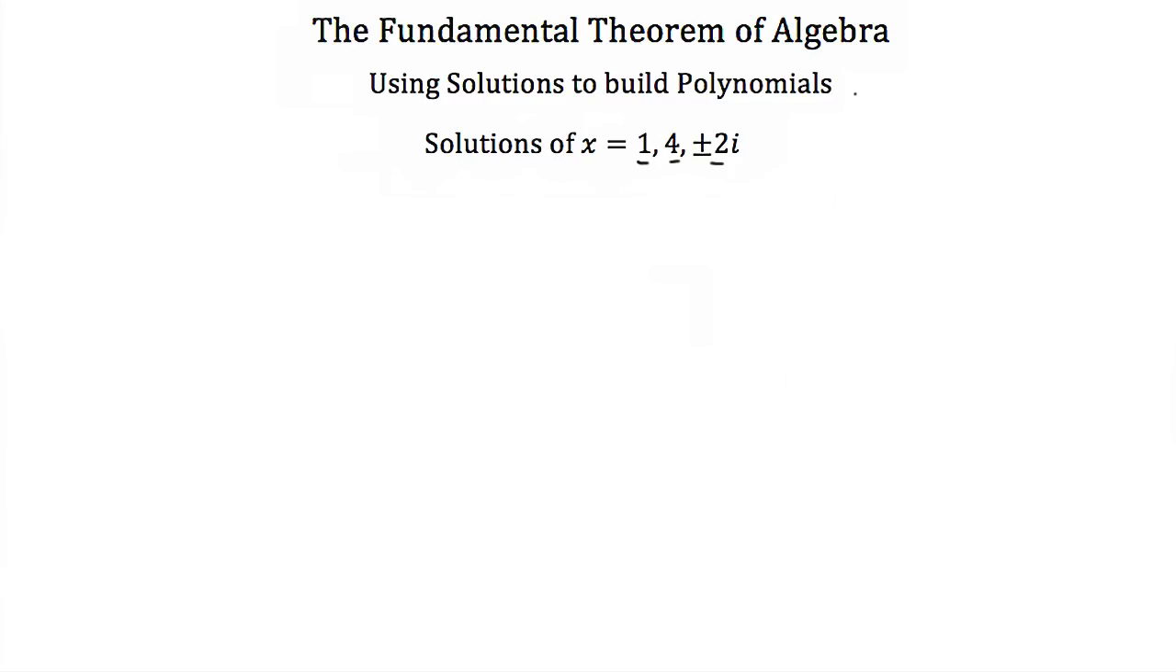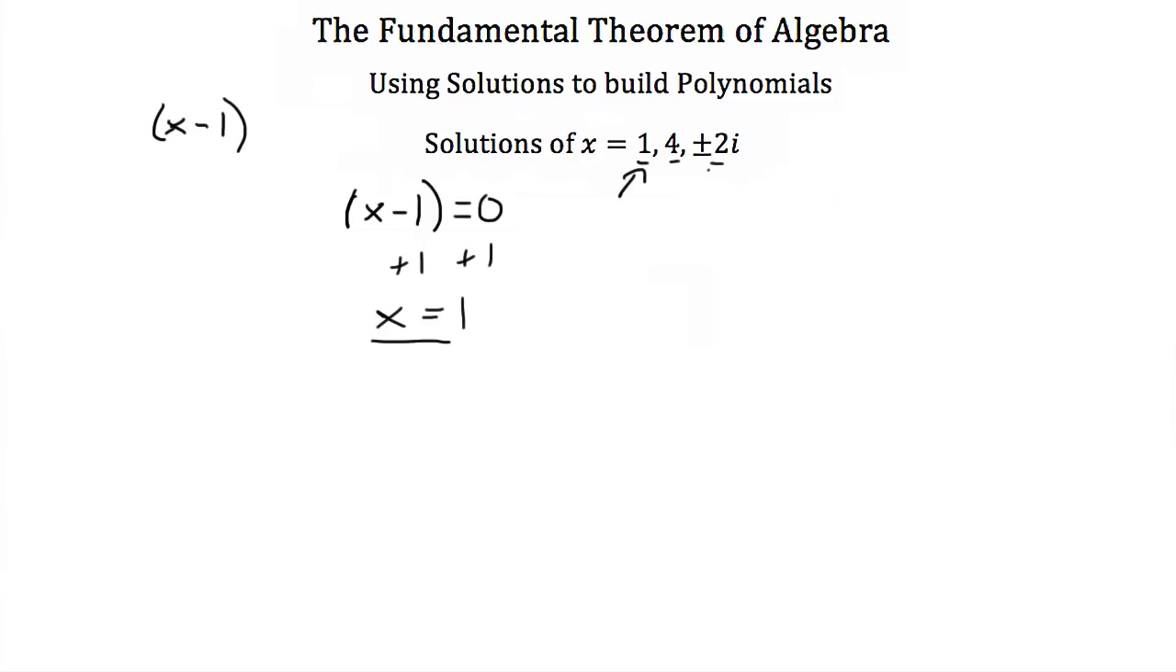Now how do we get the solution of x is equal to 1? Well, we get that from the binomial x minus 1. Because remember, when we factor something out, each one of those factors is a solution when it equals 0. So if we said x minus 1 is equal to 0, and we solve for x, we'd add 1 to both sides and we get x is equal to 1, which is what we were looking for. So we know x minus 1 is one of the factors of our polynomial.